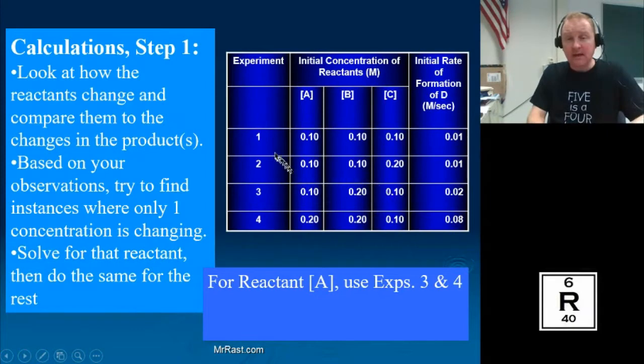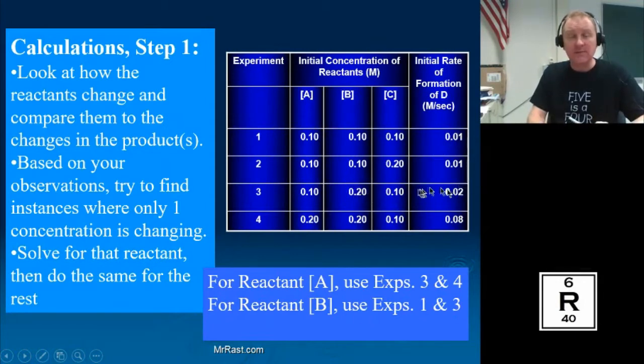Let's take a look at 1 and 3. A is the same, C is the same, and B went from point 1 to point 2. So if we use experiments 1 and 3, we can say the change in rate of the reaction is only because of B, because A didn't change the rate of the reaction. C didn't change the rate of the reaction because it was the same both times. The only thing that was different was the concentration of B. So we can say that the change in this reaction is because of B.